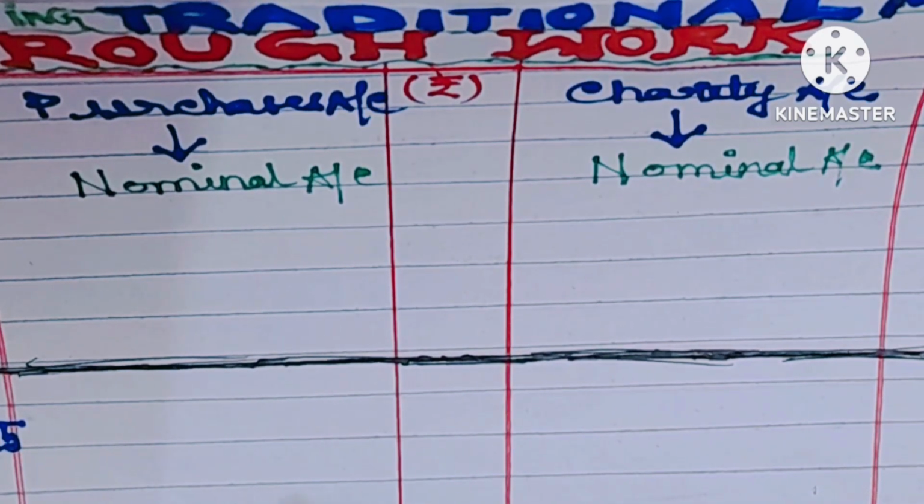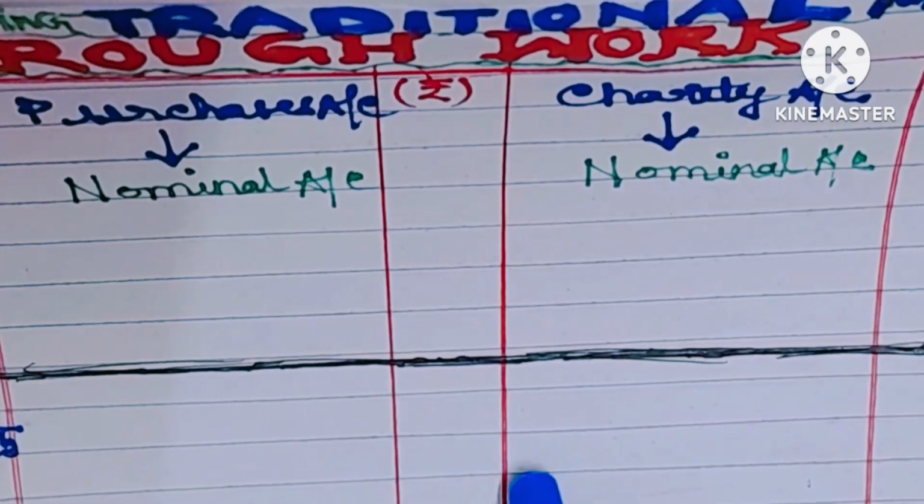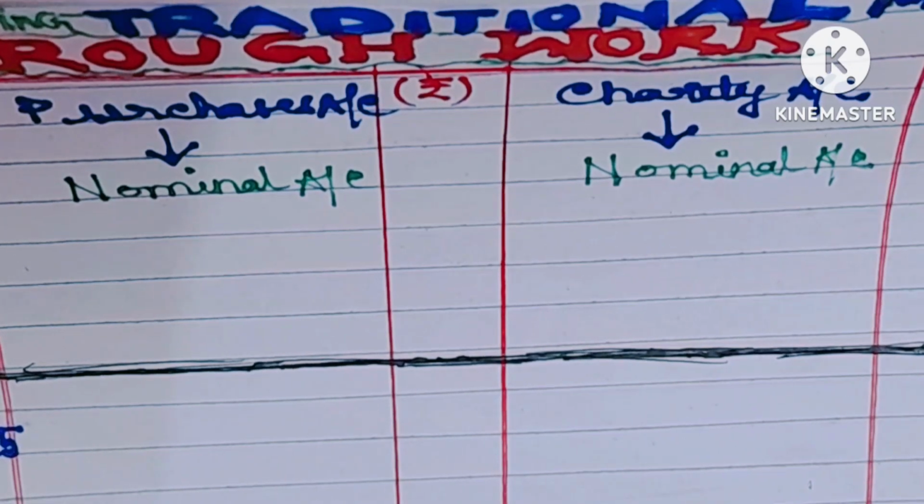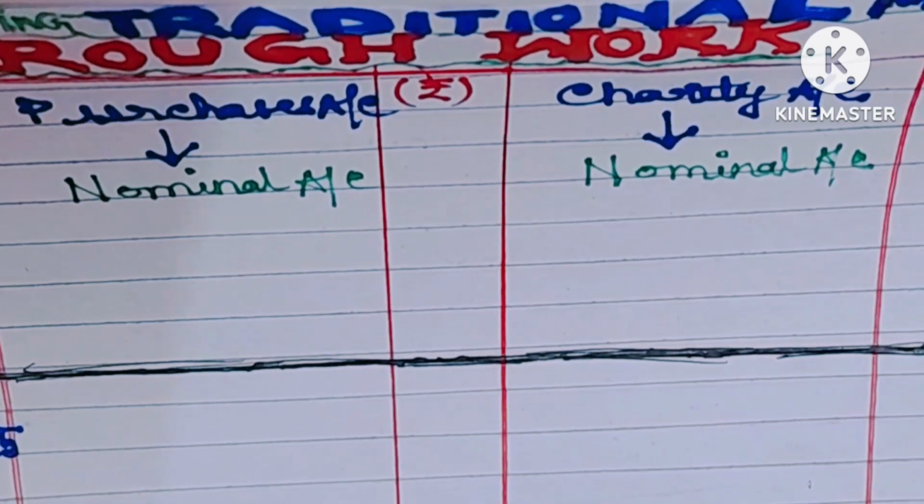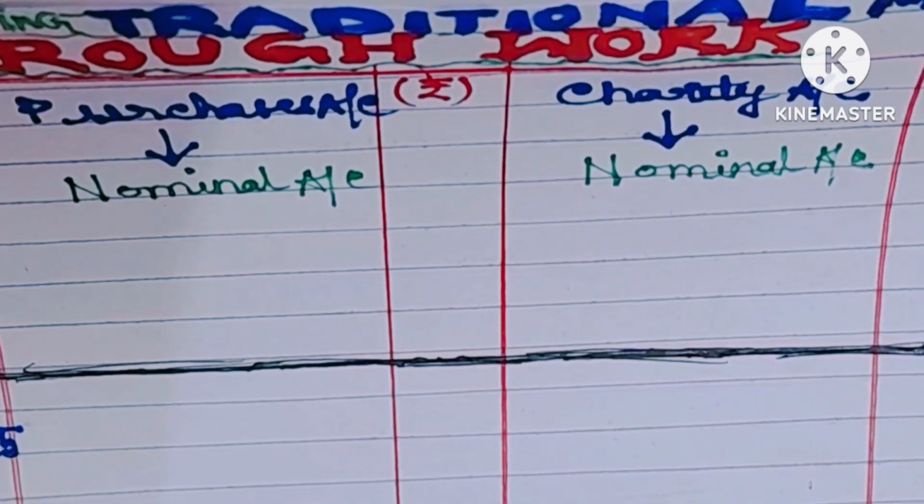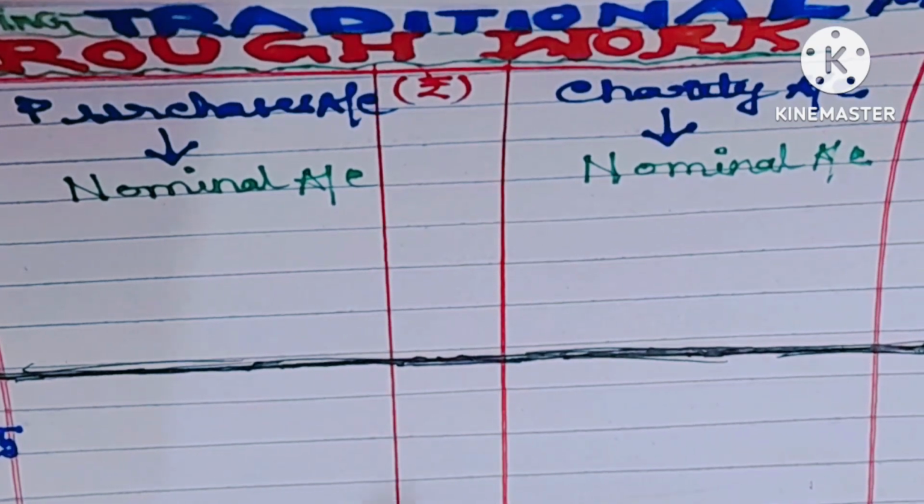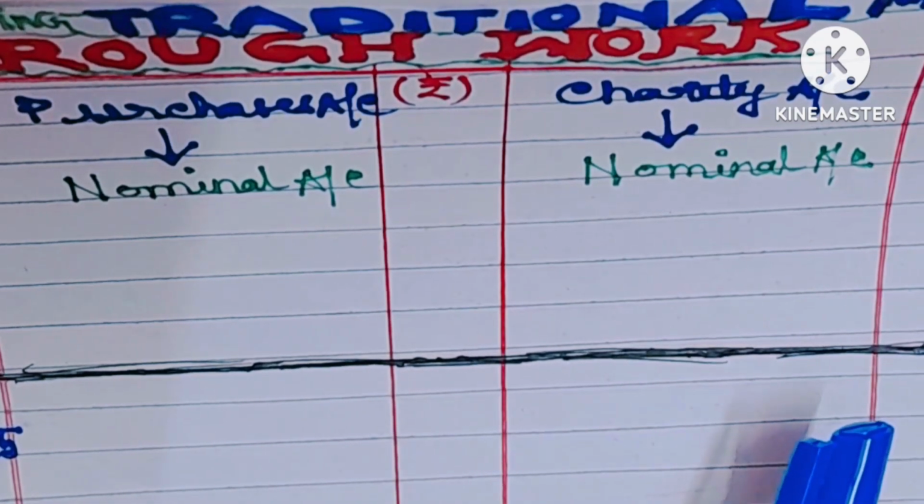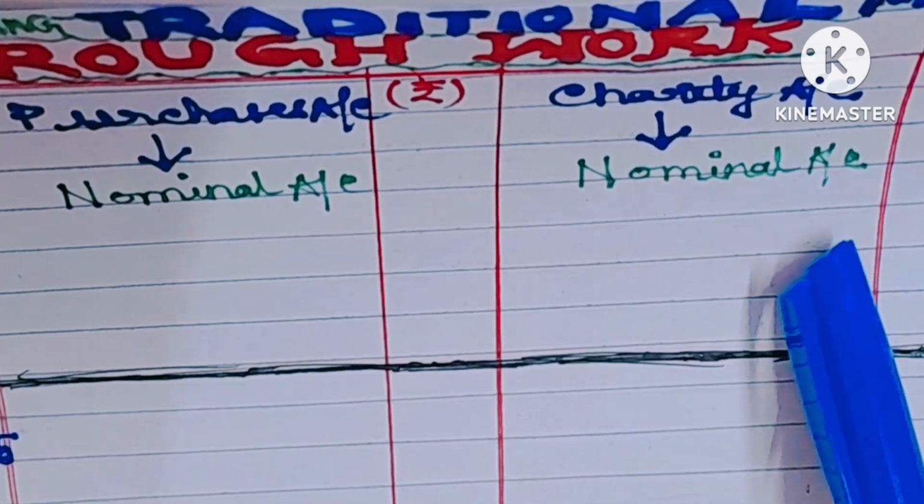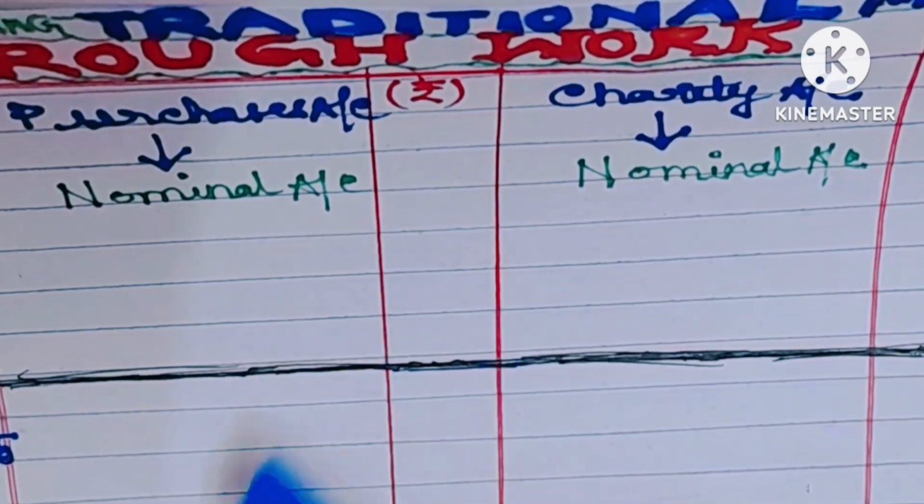So, should we debit purchases account or should we credit sales account? Tell me. Please remember, sales account should not be credited here because the sale has not taken place. And please remember, when the goods go out of the business at cost price, it means the sale has not taken place. So, charity account should be debited. That means we got to credit purchases account.